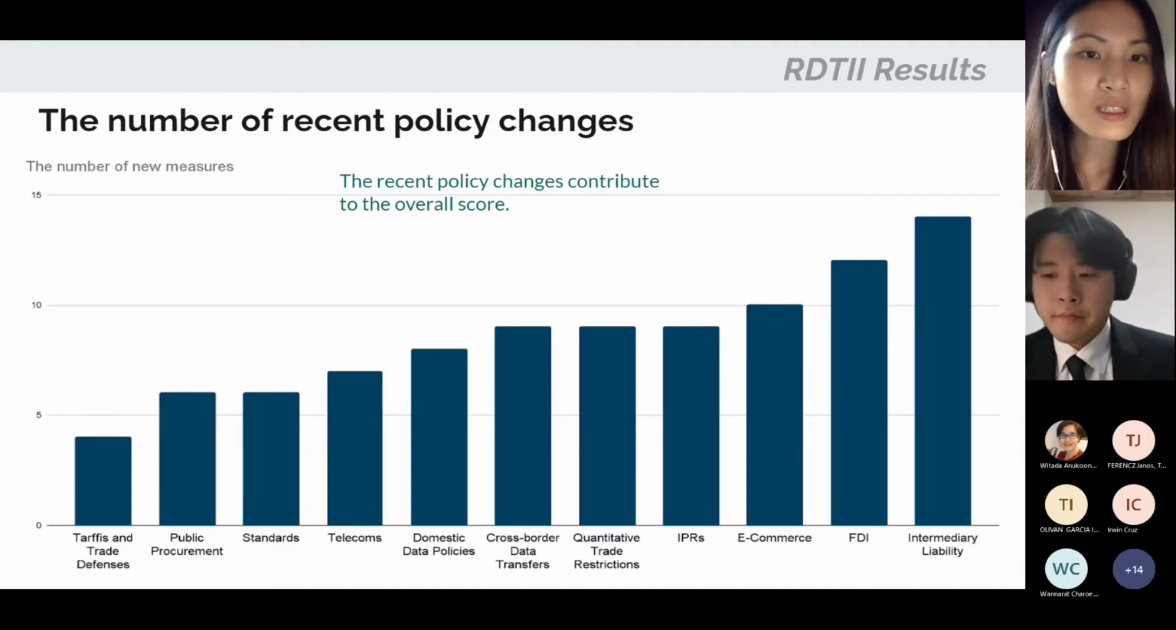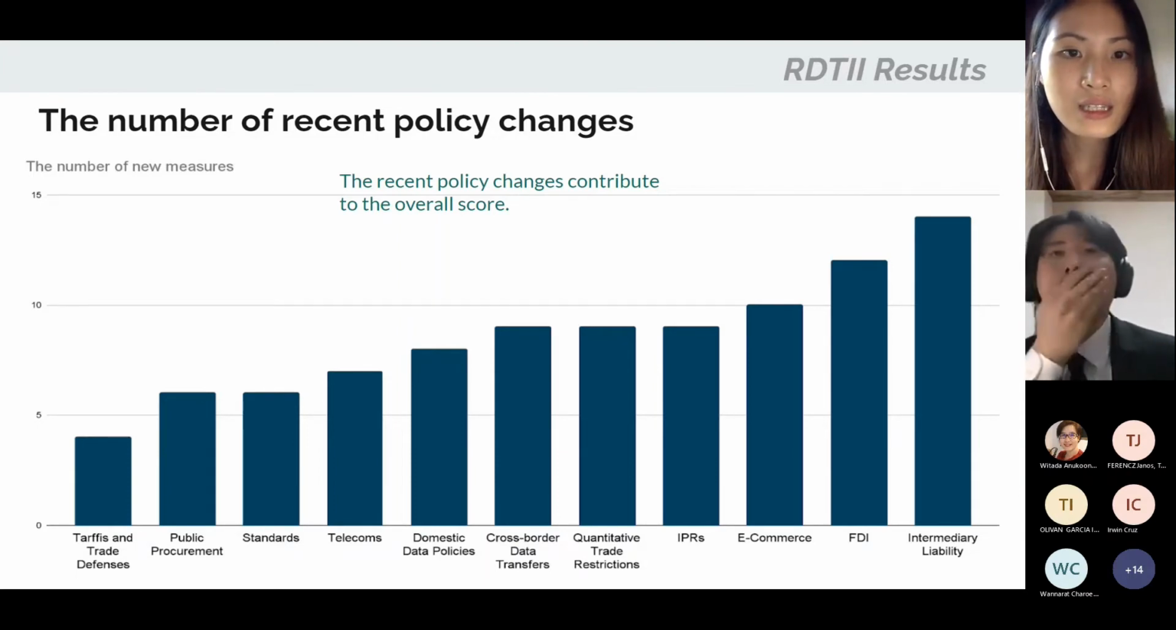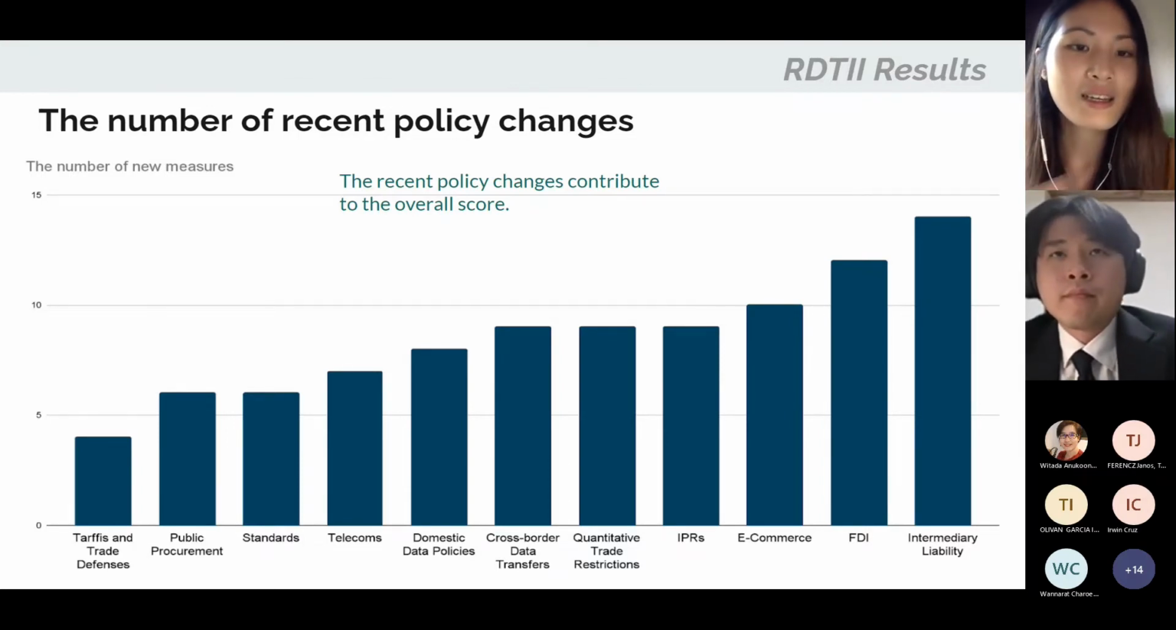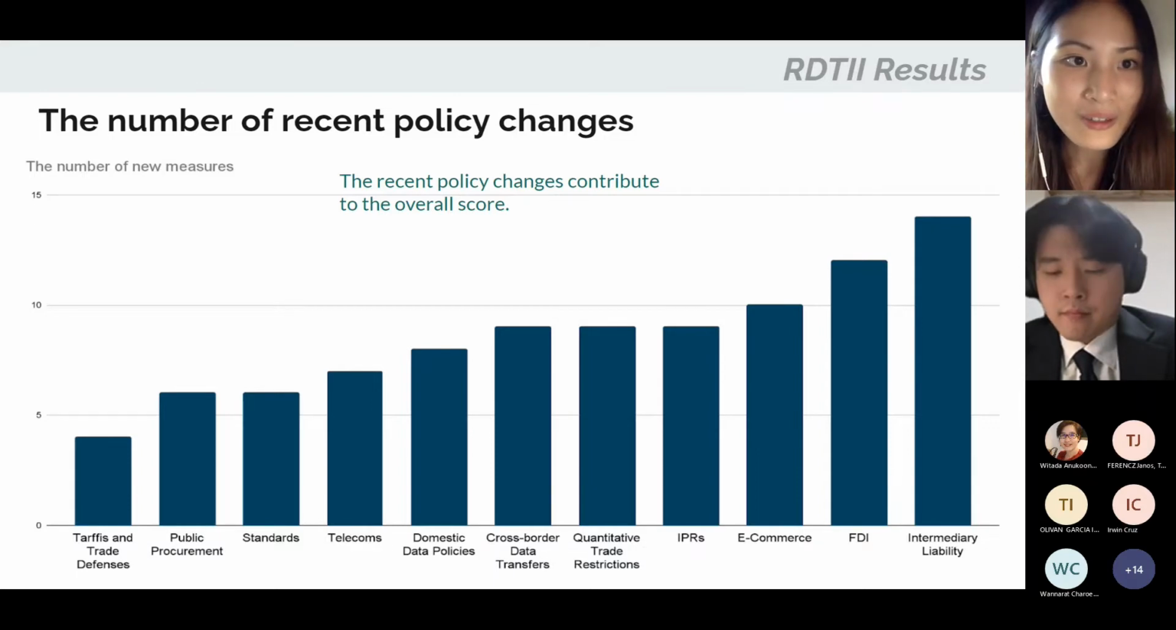By comparison, tariff and trade defense measures, Pillar 1, and technical standards, Pillar 10, are the most liberal pillars and have not seen as many changes since 2020. This suggests that the traditional areas of international trade do not require much reform for the openness of digital trade, and these areas are easier for economies to achieve regulatory harmonization. Over to you, Johan, for the next part.